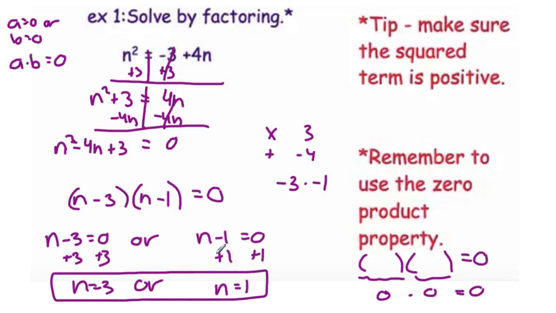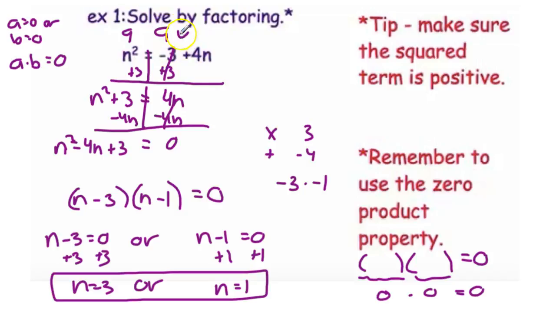So I just solved the quadratic. I want to plug these back in, make sure that they give the right answer on the original equation. So if I put in 3, 3 squared, that's 9. Minus 3 plus 3 times 4 is 12. Negative 3 plus 12, that's 9.